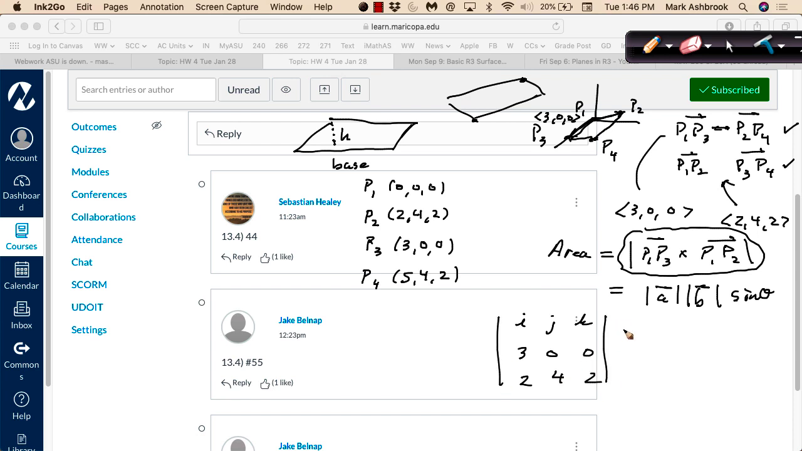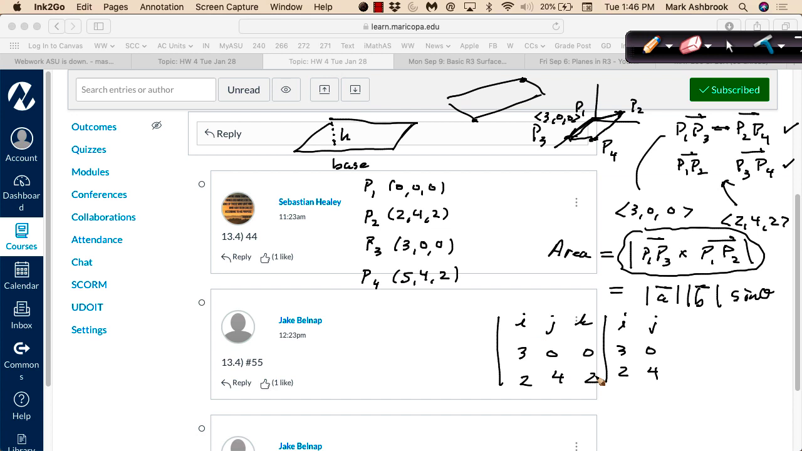I'm going to do my determinant of that matrix, and so I showed you to write the first two columns again, right? And then we're going to go down 3 diagonals this way and add, and then multiply down 3 diagonals this way and subtract, right?